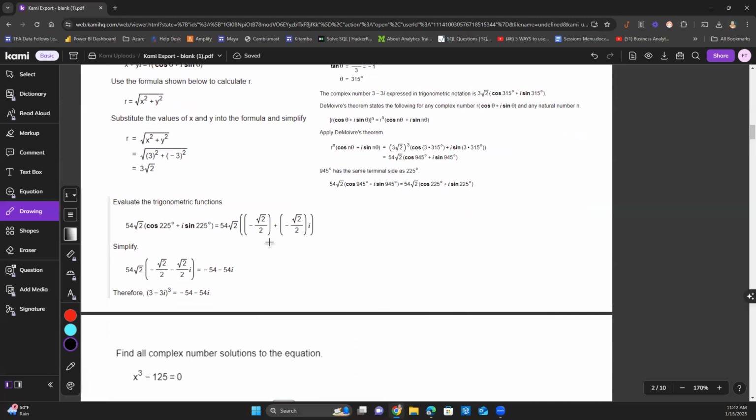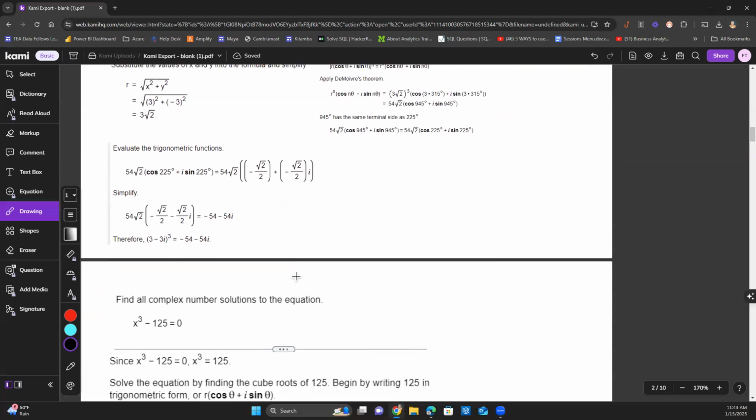When you plug these values into the expression, root 2 times root 2 is just 2. And then when you divide it by 2, they cancel out and you just get 54 on the first side, but it will be a negative number because your cosine value is negative. And when you multiply 54 root 2 by this number, positive times negative is still negative. Again, root 2 times root 2 is 2. When you divide it by 2, they cancel out and you just get 54i here as an answer for this question.